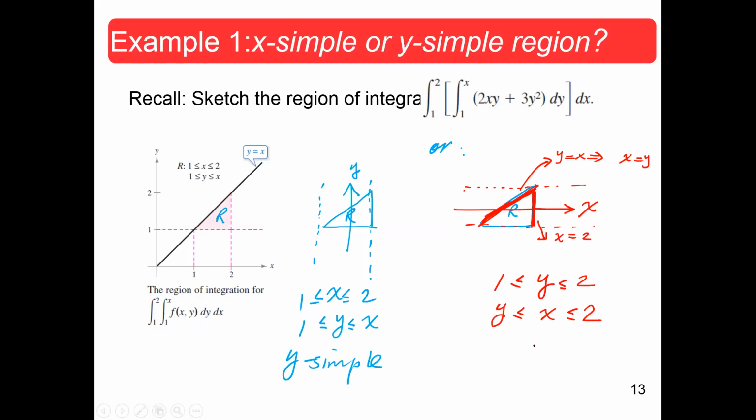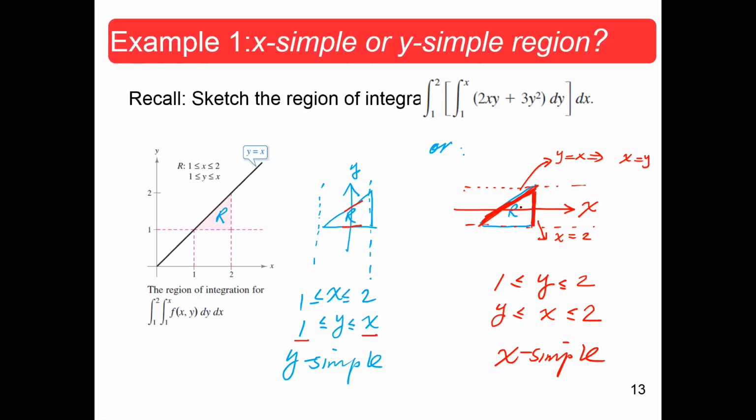If you express this in x, simple region. So this region R could be expressed in 2 different ways. You can go y simple if you draw an arrow going from bottom to top. The first function it intersects will be 1. The second function it intersects will be x.